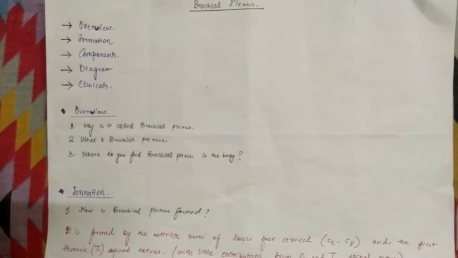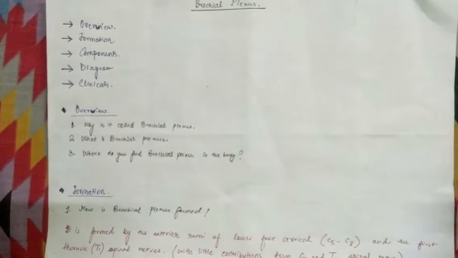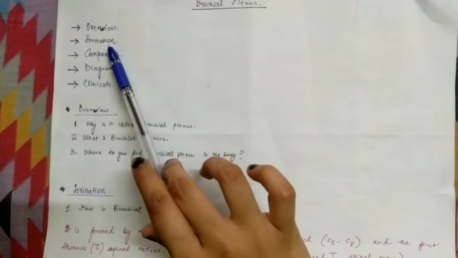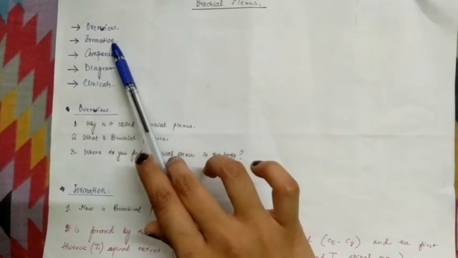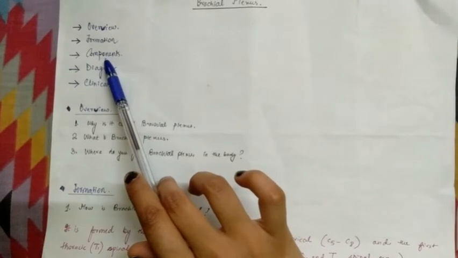Hello students, in today's video, we will be discussing the concept of the brachial plexus. To ease the understanding of this topic, I have divided it into some subdivisions. First, the overview of the brachial plexus. Secondly, how is the brachial plexus formed? That is, formation. Third, the various components of the brachial plexus, which are given by the mnemonic RTDCB.